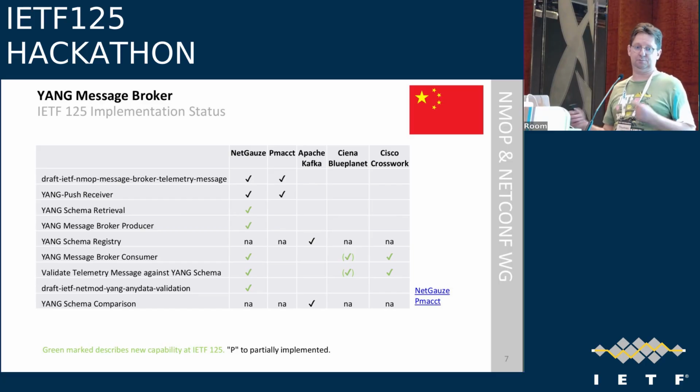On the message broker side, here is what we have achieved, what has been implemented. Noteworthy is the NetGo's real-time data collection we have. Basically, all the different system components have been integrated there now, with, of course, the Apache Kafka integration, the schema registry and the serializers, and we have with Ciena Blue Planet and Cisco Crosswork the first two YANG message broker consumers where we are testing interoperability.